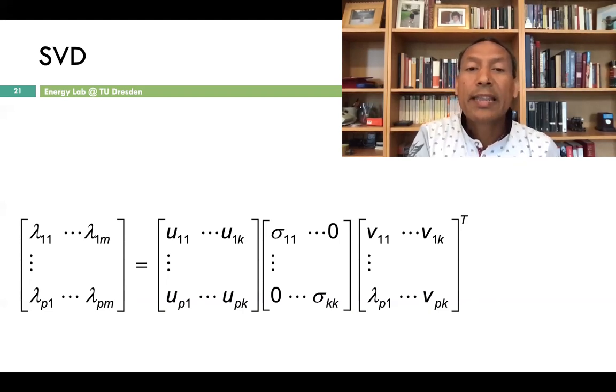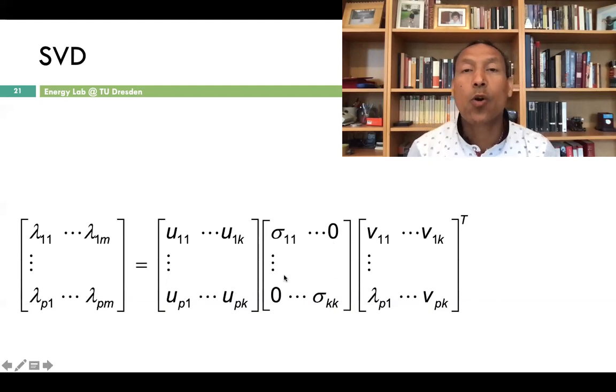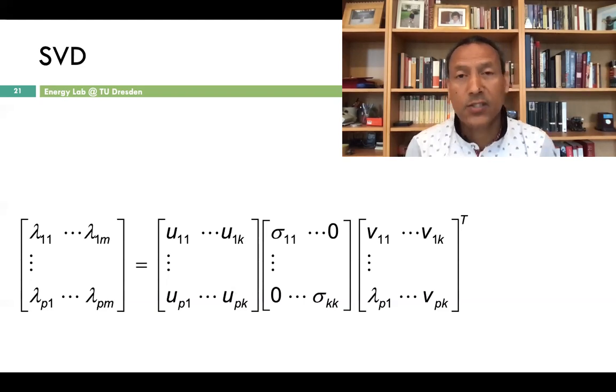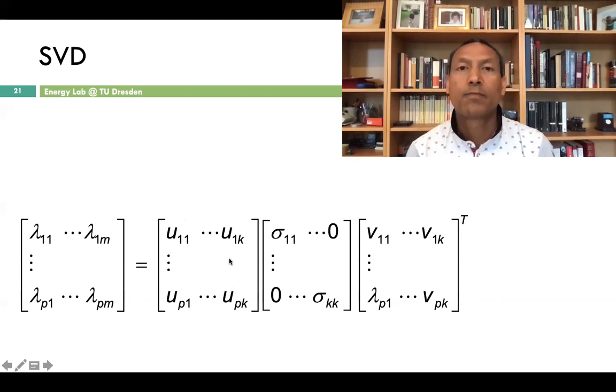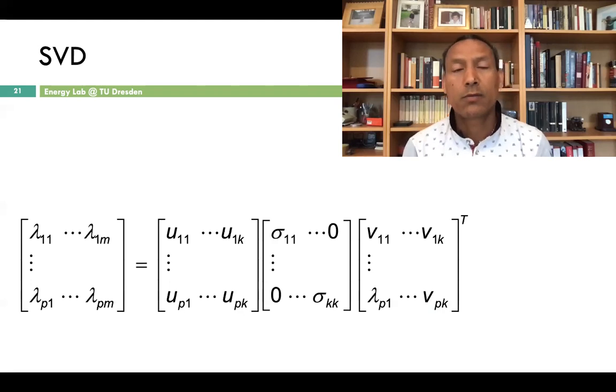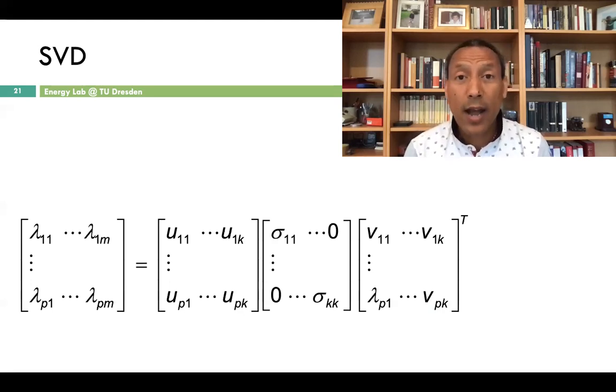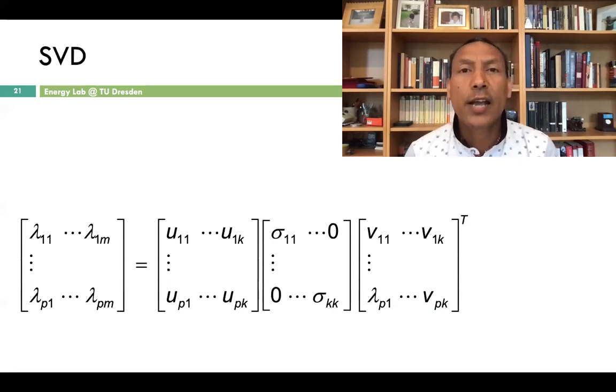But now it has also another component, which is called the diagonal element, or the singular elements. The singular element here is a diagonal matrix. It assigns proper value to each basis vector. Not all basis vectors are equally significant or equally important. In some cases, we can reconstruct the original matrix by just using a couple of basis vectors.